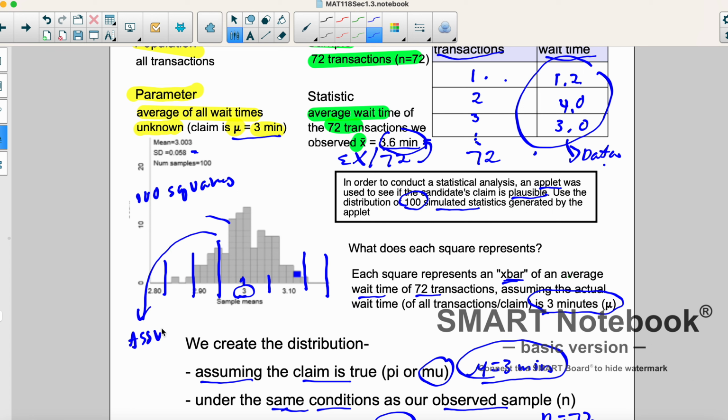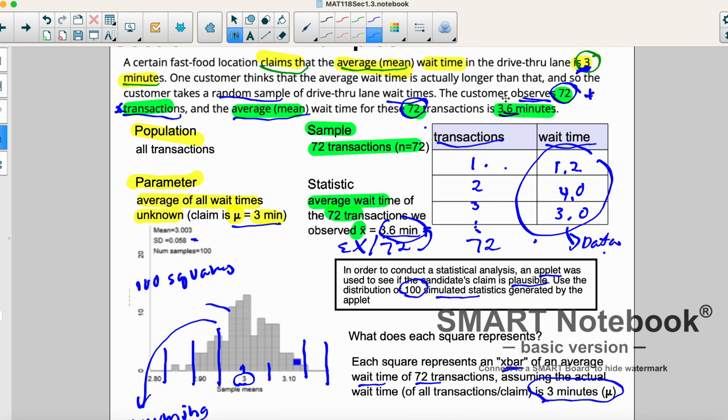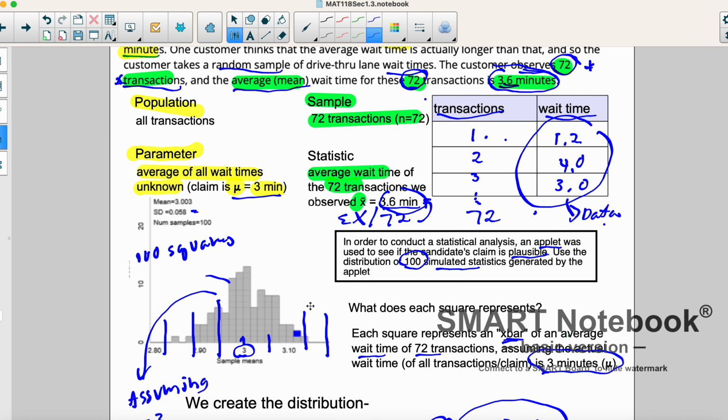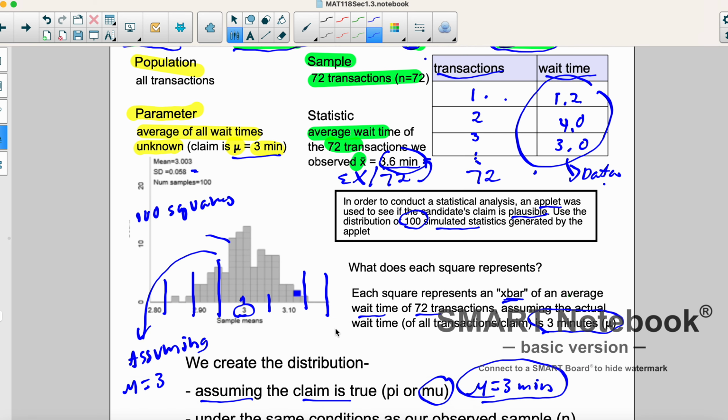So this is what it looks like, assuming mu is equal to 3 minutes. Then I look and ask, what did my sample say? My sample said, when I looked at 72 transactions, on average, it was 3.6 minutes. Let me go down here to look at 3.6 minutes. 3.6 minutes is all the way out there.